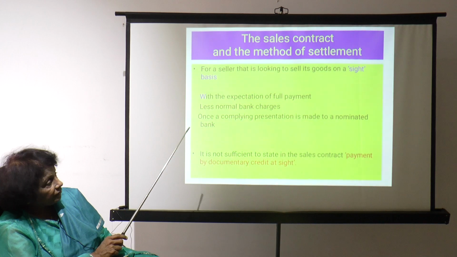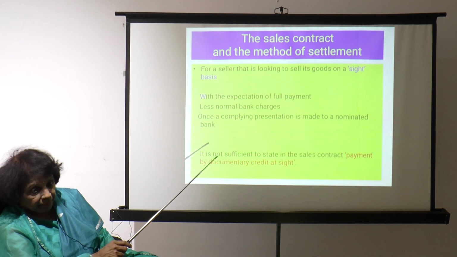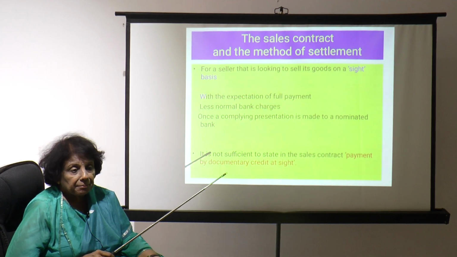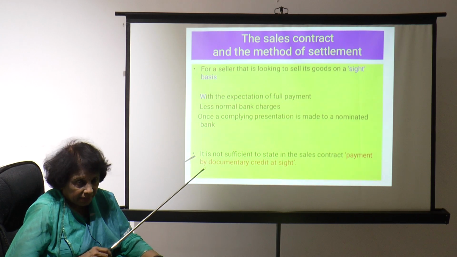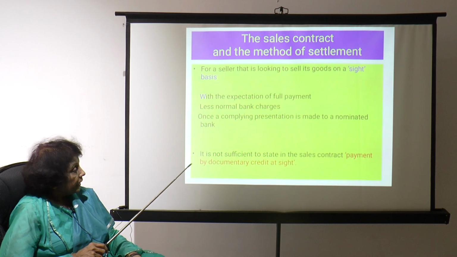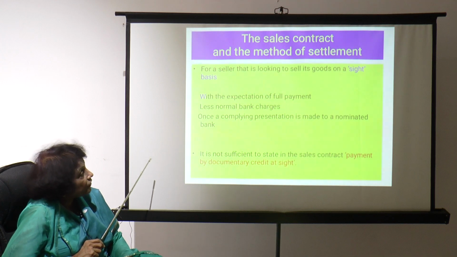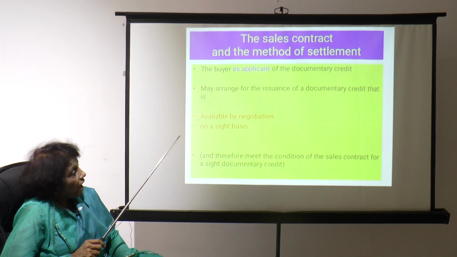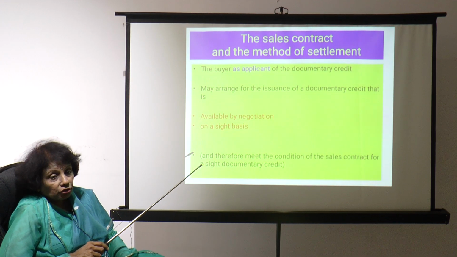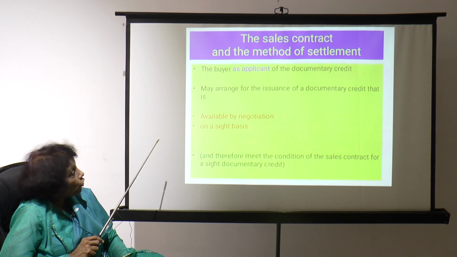So the seller is always looking at goods on a sight basis, with the expectation of full payment, less normal bank charges. Once a seller makes a compliant presentation to a nominated bank, the seller is always looking for payment on a sight basis. So it is not sufficient to state payment by documentary credit at sight. The buyer, as an applicant, may arrange for issuance available by negotiation on a sight basis. Therefore, it will meet the condition of a sales contract, sight documentary credit.